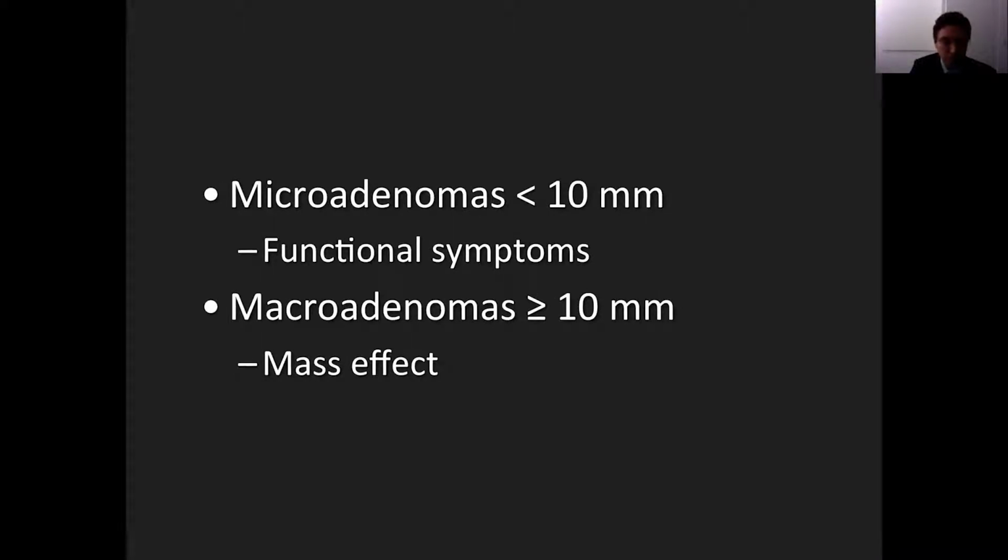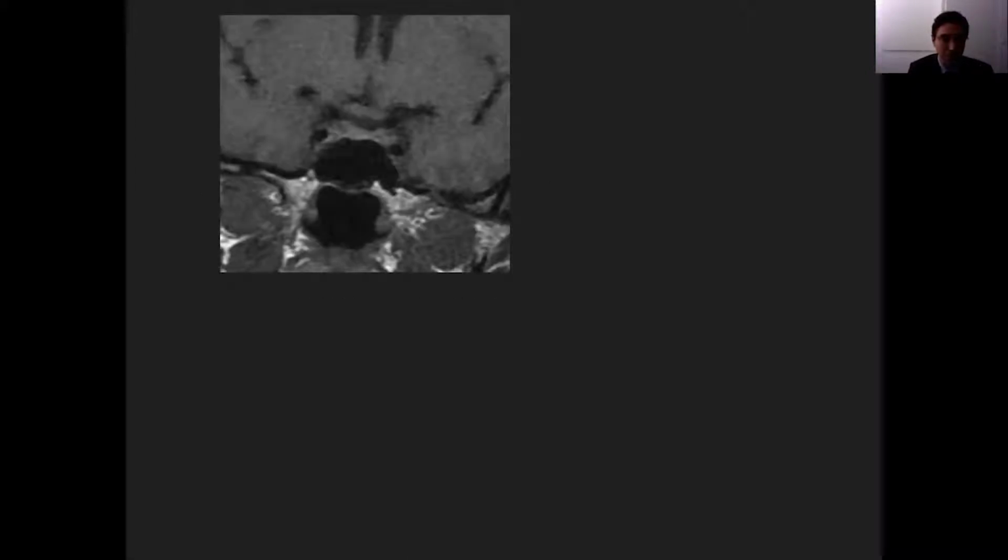especially if incompletely resected. Microadenomas less than 10 millimeters and macroadenomas greater than 10 millimeters, that's sort of an arbitrary distinction, but we know that the ones that are small, the ones that we call microadenomas, are usually detected because patients present with functional symptoms from excess hormone production, and macroadenomas are the ones that grew enough to cause mass effect, and patients present with symptoms related to that same mass effect.